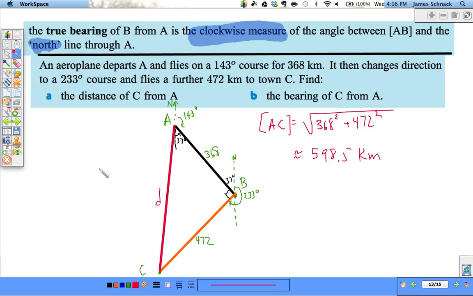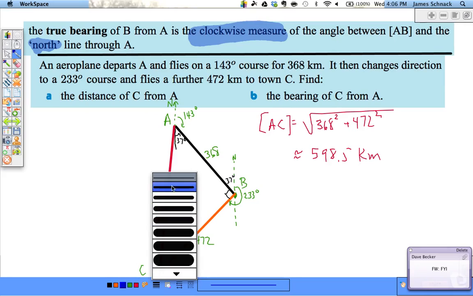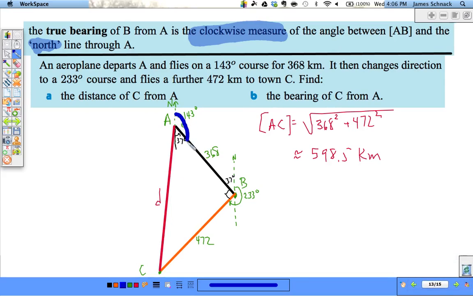Now, the bearing of C from A. Remember, these bearings are measured from true north. This question is asking: what's that bearing? If I was to start off at A and go to C, what would I set the compass in the airplane to? So it's going to be some angle in here, some angle right there, plus my 143. So this is a theta. I know it doesn't look like a theta, but it is theta. I'm using that as my variable. I need to find it.